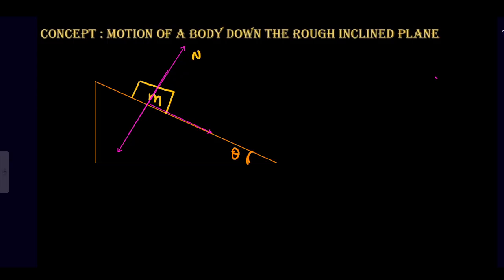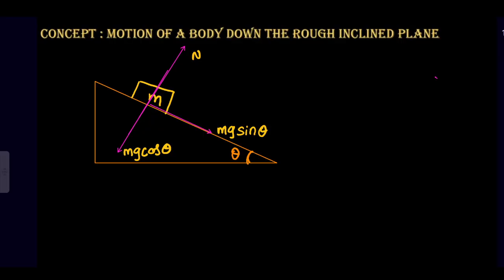And what about this? You tell me now. This is mg cos theta. And this component is what? Tell me now. mg sin theta. Right. So which direction does the body tend to move? Yes, downward direction. That is because of mg sin theta.